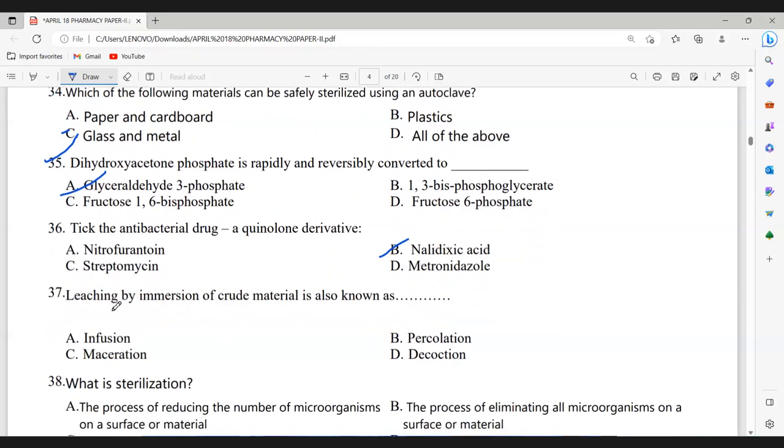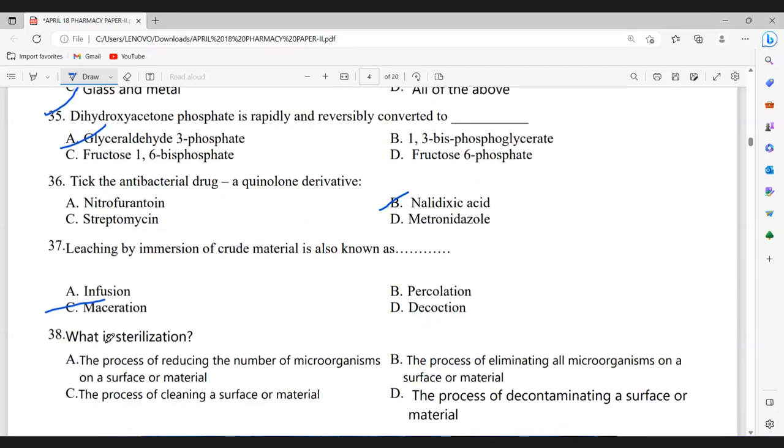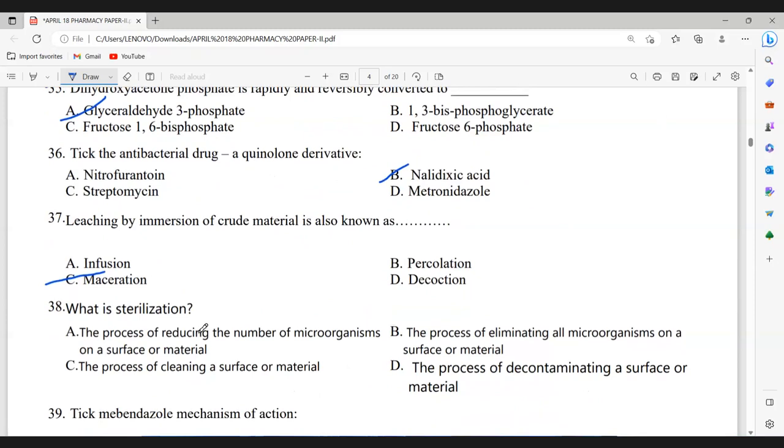In 37, leaching by immersion of crude drug material is also known as, it is also a direct question, that is known as maceration. In 38, what is sterilization? It is a direct question. Sterilization is the process of eliminating all microorganisms.